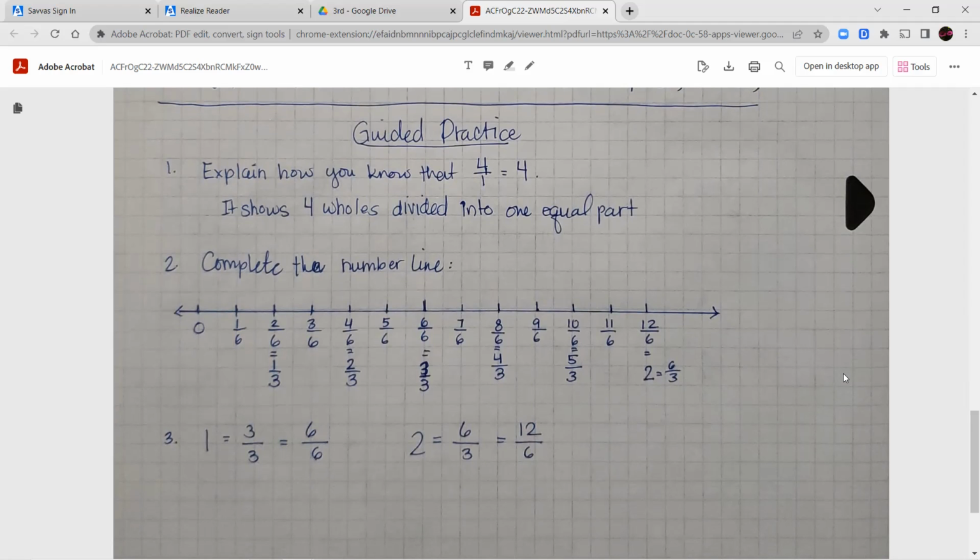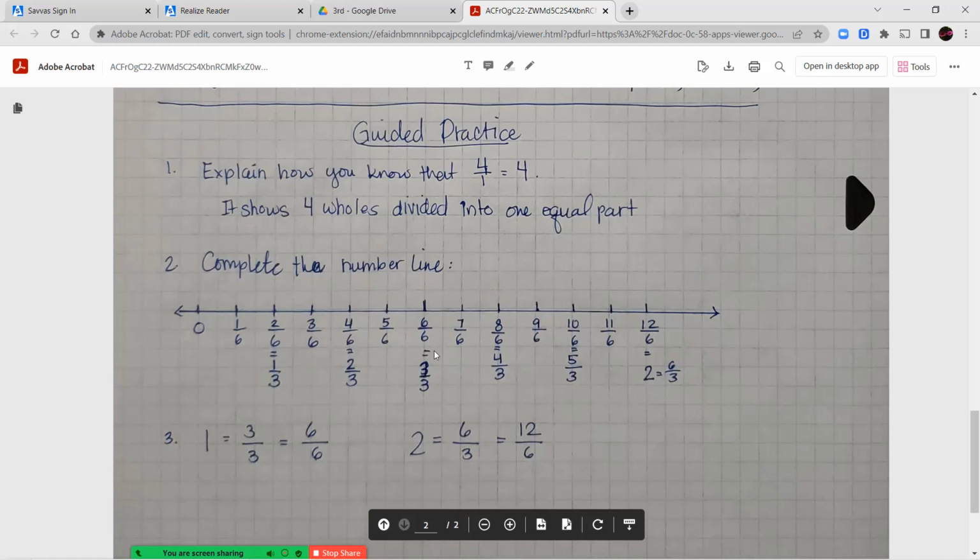For number 2, it says complete the number line. So we were filling in the numbers and the equivalent fractions here. We know that our number line was broken up into sixths. So I counted on from 1/6: 1/6, 2/6, 3/6, 4/6, 5/6. 6/6 is 1 whole, which is equivalent to 3/3. Then 7/6, 8/6, 9/6, 10/6, 11/6, and then 12/6 is equivalent to 2 whole because there's 2 groups of 6 to make up 12.